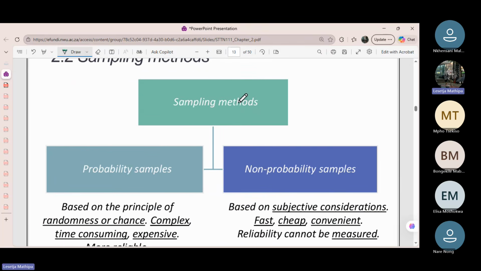All right, now let's look at the sampling methods. With the sampling methods, this is very important. You must make sure that you understand this. We have two types of sampling methods. The first one is probability sampling. The second one is non-probability sampling.